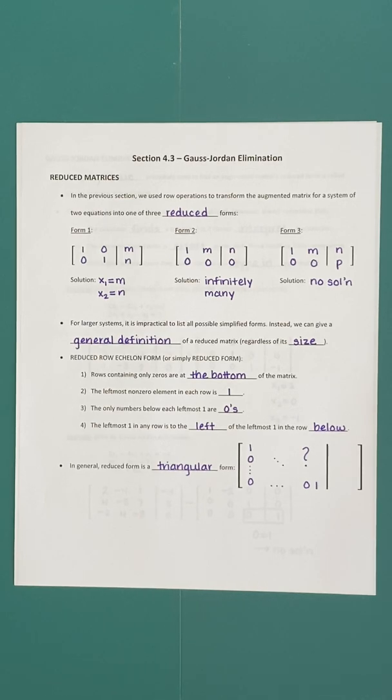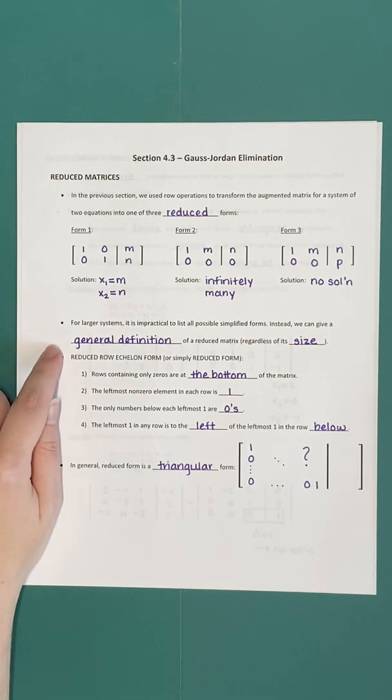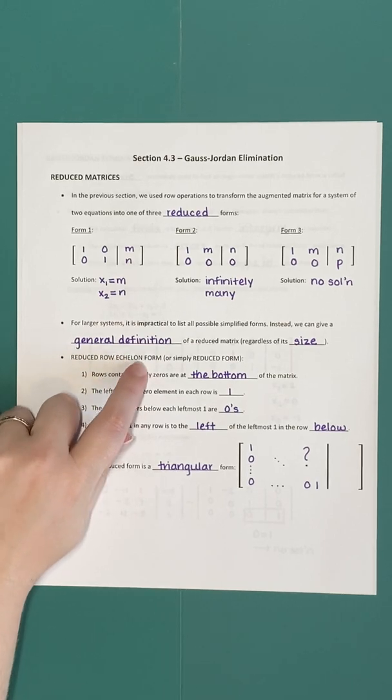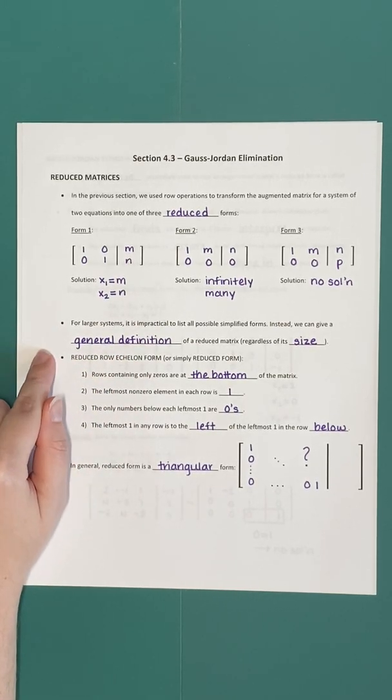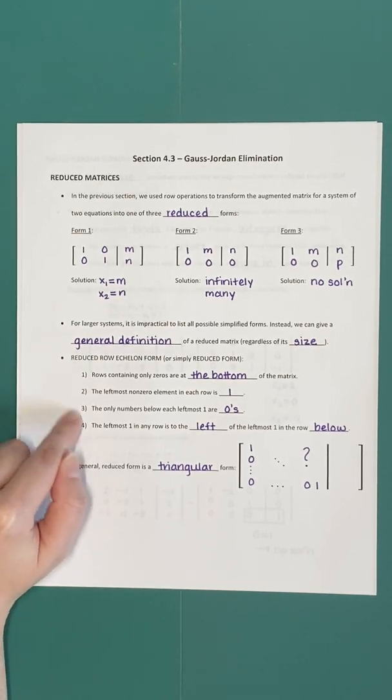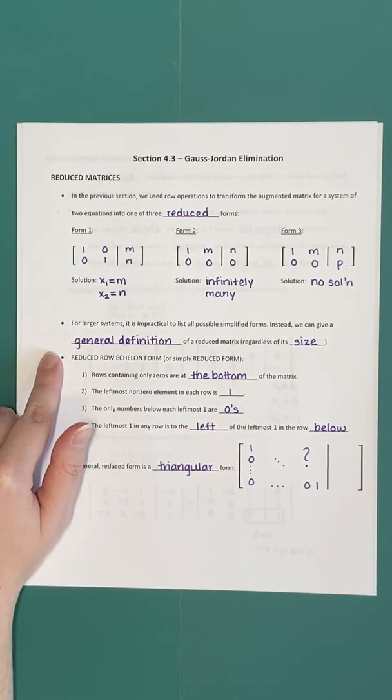So this reduced form is what we also call reduced row echelon form. That's a long term, RREF. We can substitute RREF and simplify it. So reduced row echelon form has several different characteristics. As long as the matrix you're looking at fits all of these characteristics, then you can say it is fully reduced. It's in reduced row echelon form.